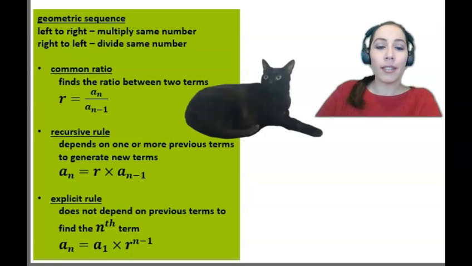The recursive rule does depend on one or more previous terms to generate new terms. That formula is a sub n equals r times a sub n minus 1. And the explicit rule does not depend on previous terms to find the nth term. That formula is a sub n equals a sub 1 times r raised to the n minus 1 power.